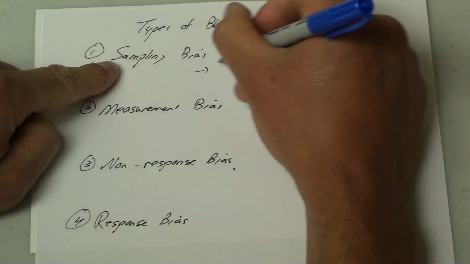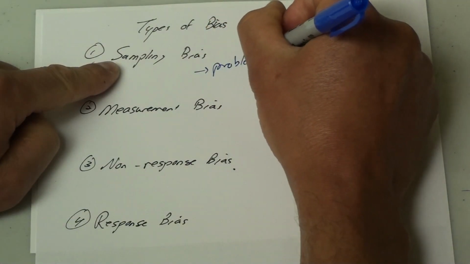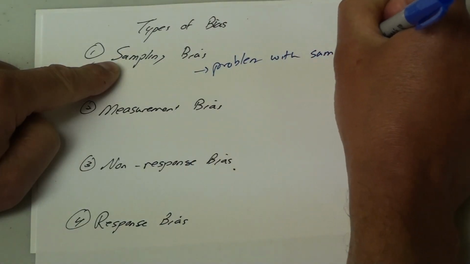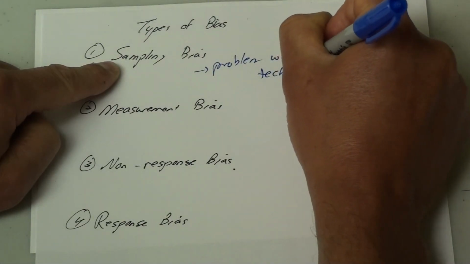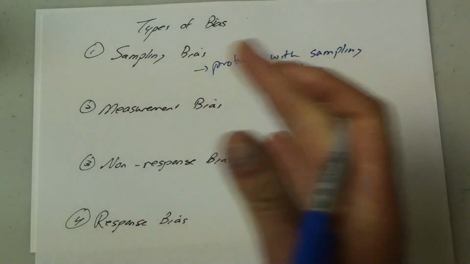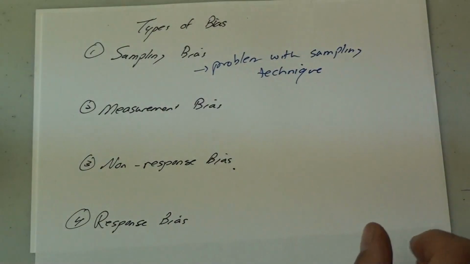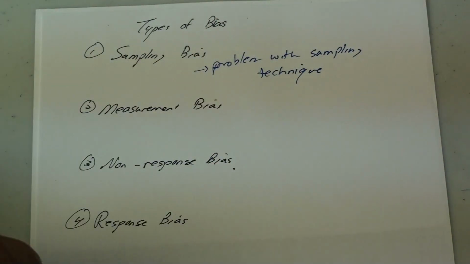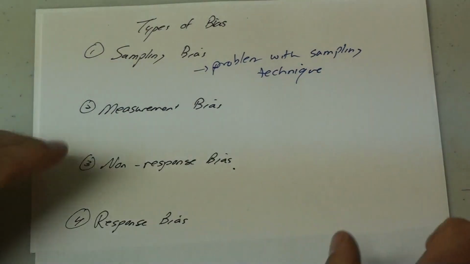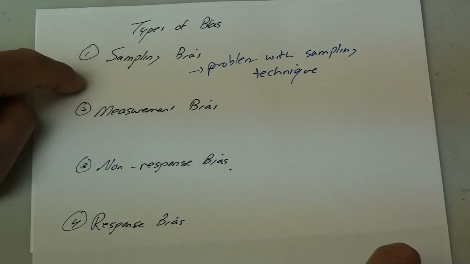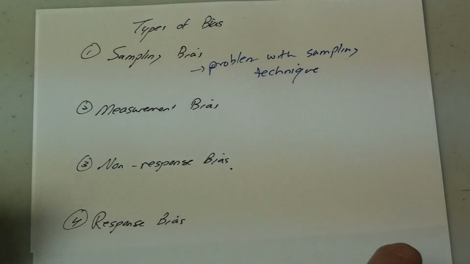The first type is called a sampling bias. So this had a problem with the sampling technique. Somehow the technique used did not, the sample did not reflect the original population. Maybe it was too restrictive, or was only a certain age group or certain demographic did not get included for some reason in the sampling technique. So there's a problem with the sampling technique. That's called a sampling bias.